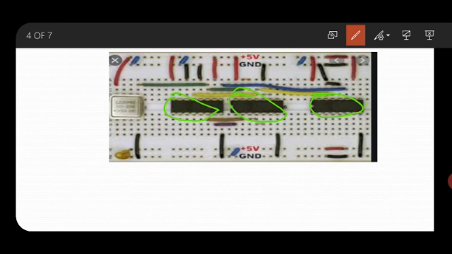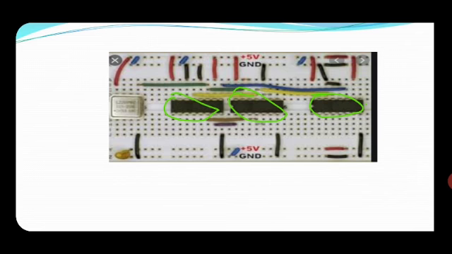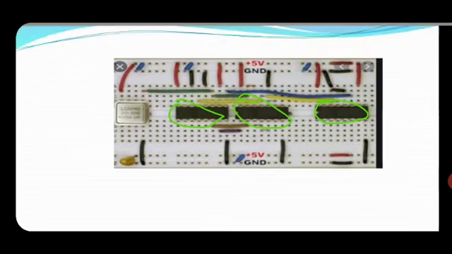Because most of the components will be going to the ground, and VCC will be connected to many components, so you can't find it in a vertical fashion. So it is left to the circuit diagram how you make it, and you can use it here.